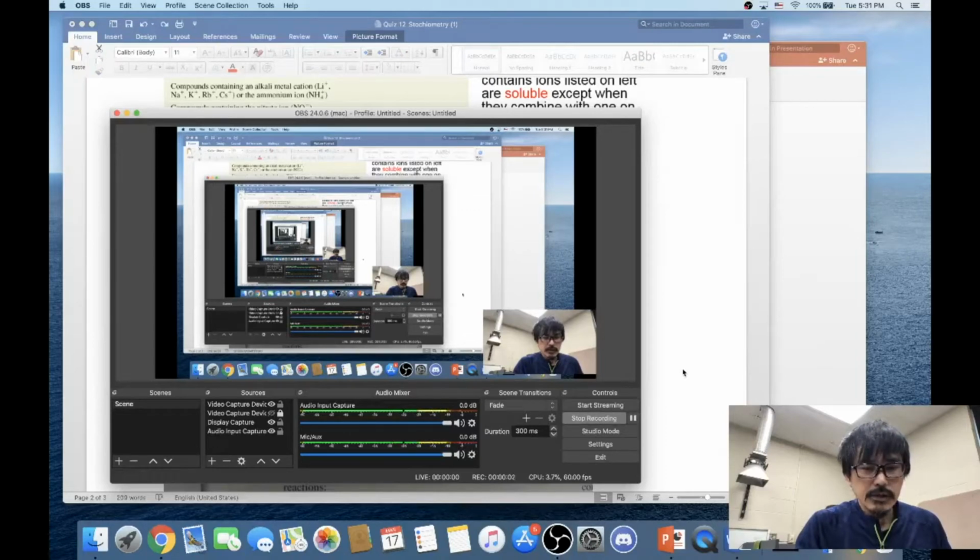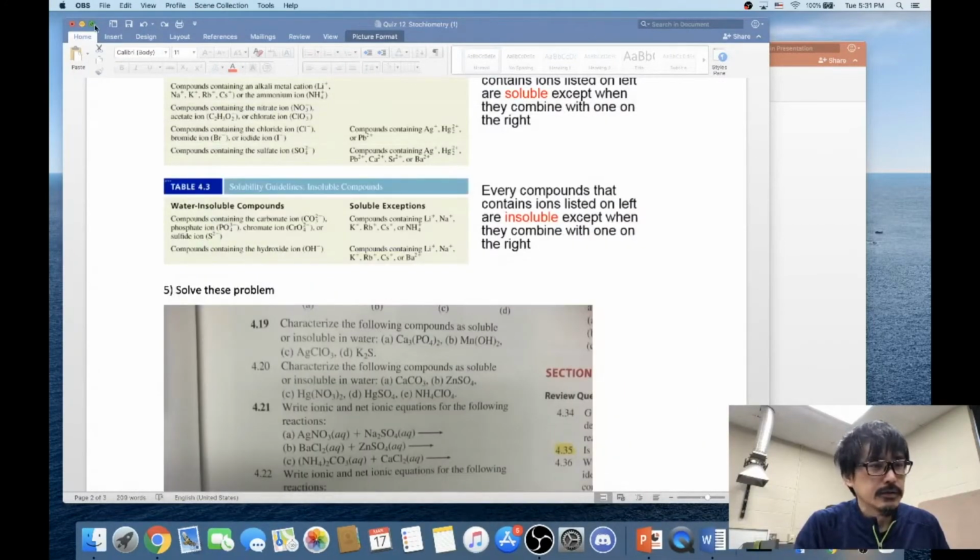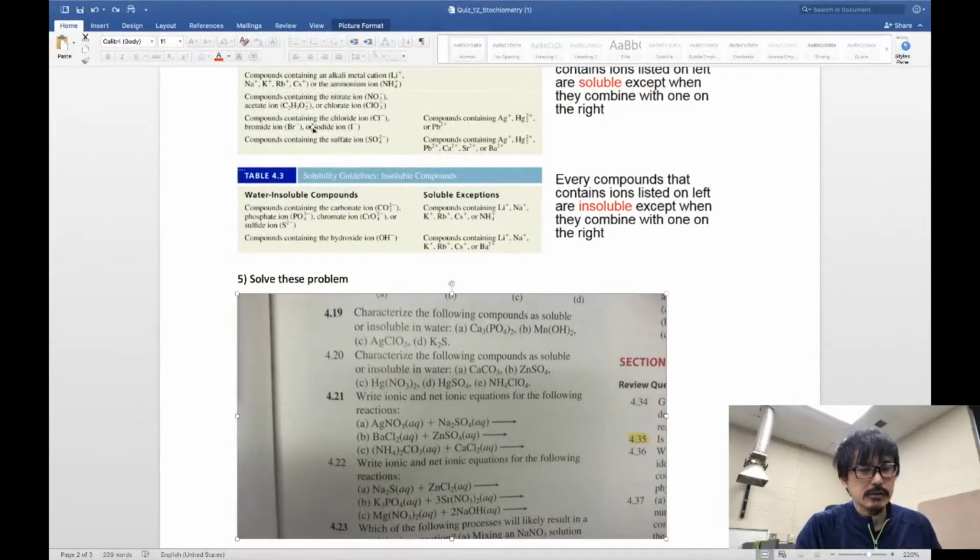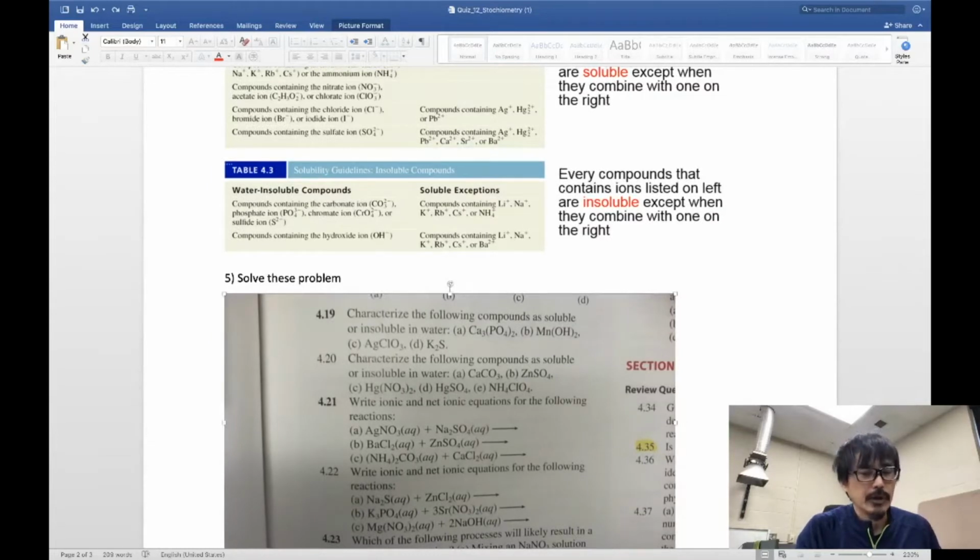Alright, so let's solve question number 5. So let's just maximize this. Okay, I'm just gonna make it slightly bigger. Okay, yeah, alright. So 419, we have to determine whether any of these guys are water soluble or not.